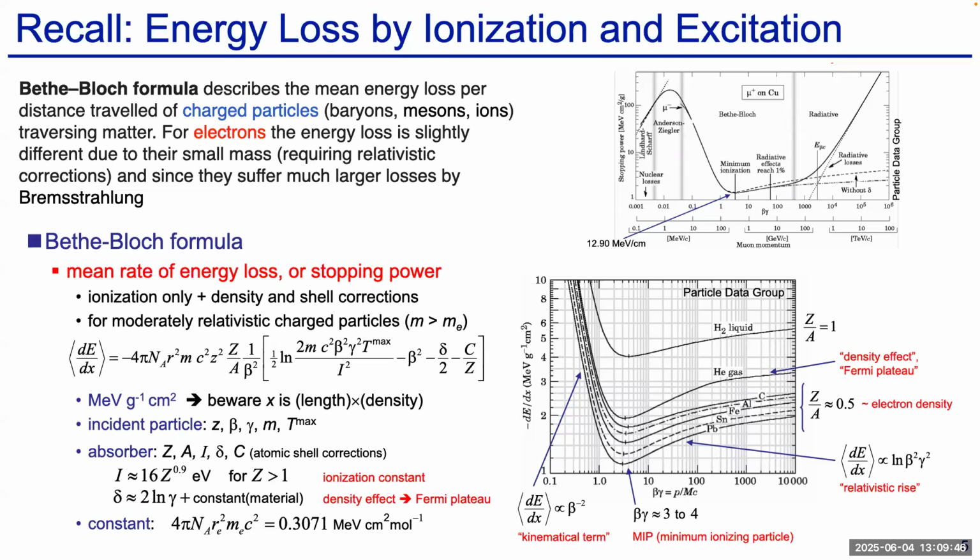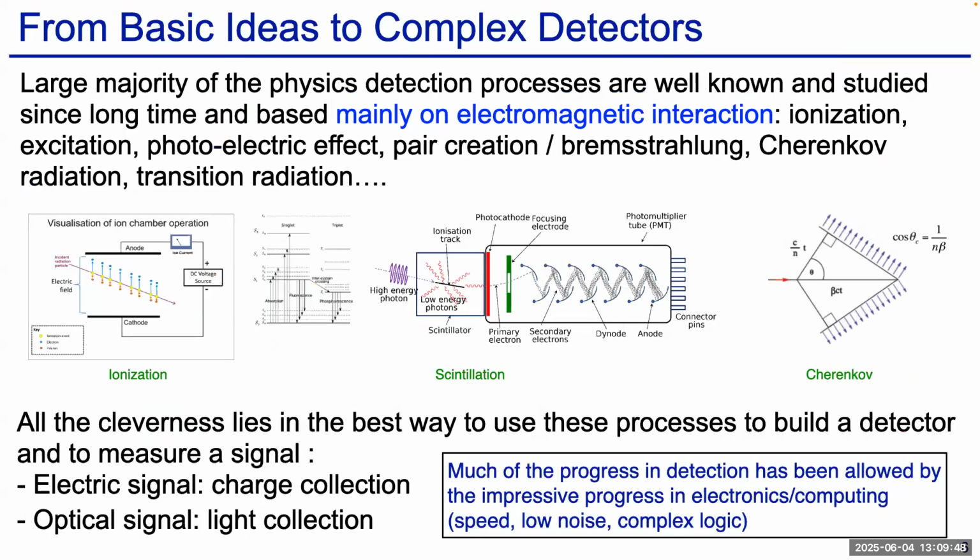Okay, continue. What is the basic idea of detectors? Really the large majority of physics detection processes is known since a very long time. The principles are always the same, and they are based mainly on the electromagnetic interaction. There's ionization. Think about this old good ion chamber. You have like a condenser, the anode, the cathode. You have some gas in between. You shoot a particle in between. It ionizes. The electrons and the protons go to each plate and create a signal.